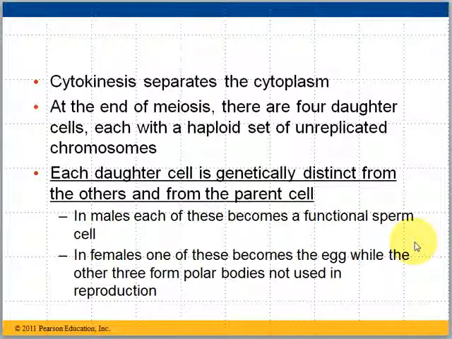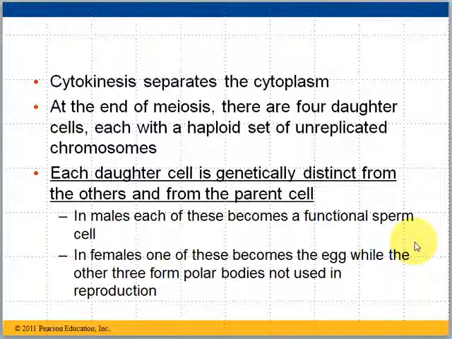So the end result of meiosis is 4 daughter cells. Each of them has a half set of chromosomes, and each of them is genetically different from each other and genetically different from the parent cell. If we're talking about males, these 4 daughter cells all become functional sperm cells, and they could implant with an egg and begin the whole process of forming a zygote and the whole reproductive process.